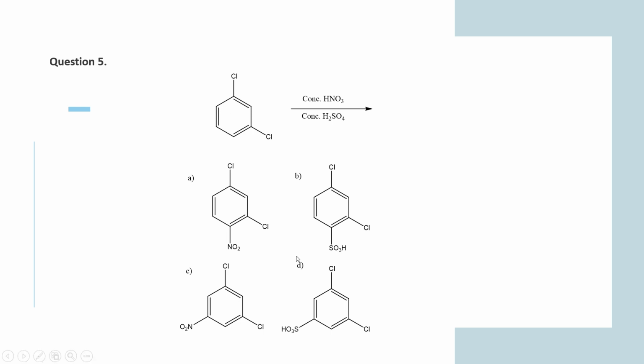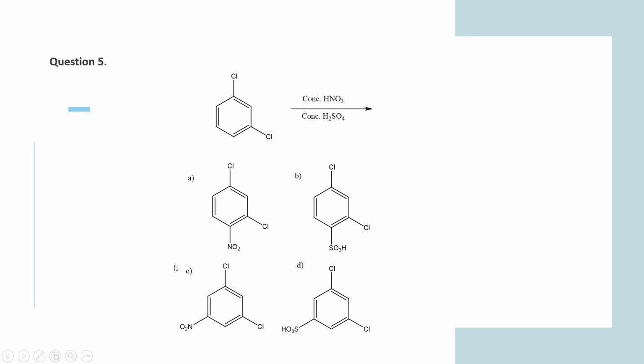You are given these 4 options. 2 of the options are giving you the nitrated dichlorobenzene, and 2 of them are giving you sulfonation. Okay, you can straight away cancel options B and D, as in sulfonation we use only concentrated H2SO4. Only concentrated sulfuric acid is used for sulfonation, and when you use concentrated nitric acid in presence of concentrated sulfuric acid as catalyst, you get nitration. So either option A will be correct or option C will be correct.